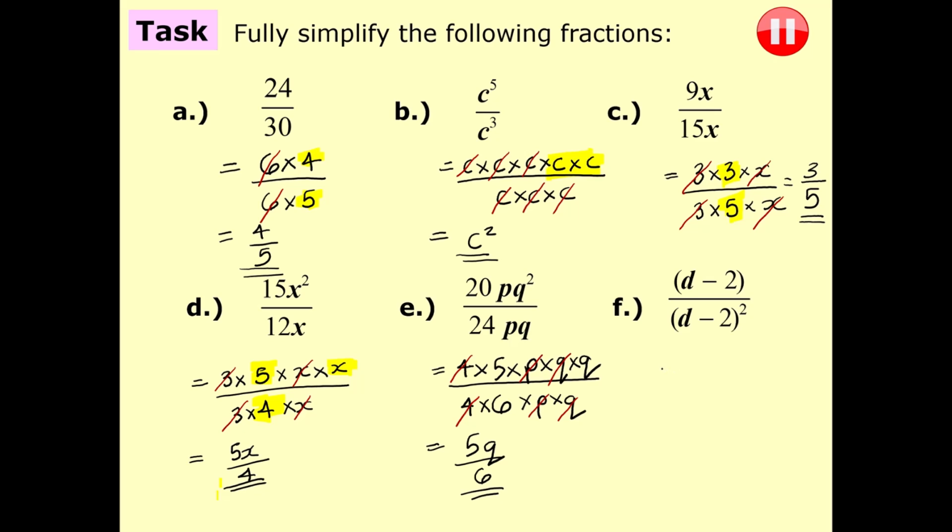Okay, and last one. What does this mean? We have d minus 2 on the top and d minus 2 on the bottom. Cancel top and bottom. So we'll be left with 1 over d minus 2.